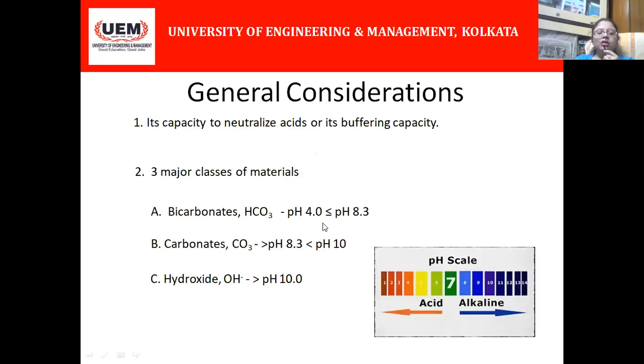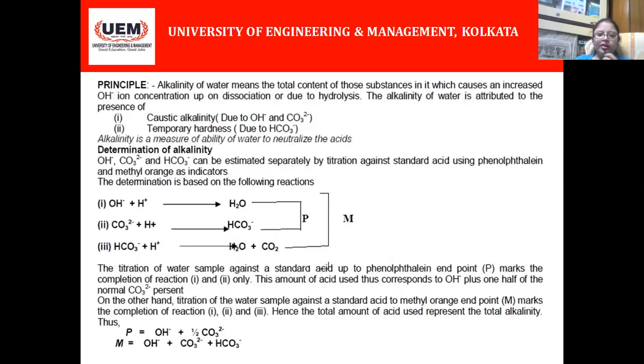Now bicarbonate alkalinity is in between pH 8.3 to pH 4. For bicarbonate you need methyl orange indicator. Carbonate alkalinity is in between pH 8.3 to pH 10, and you can measure it by phenolphthalein. And for hydroxide alkalinity, as it is beyond pH 10, at about pH 12, you can easily measure it by phenolphthalein indicator. Now this is the most important slide.